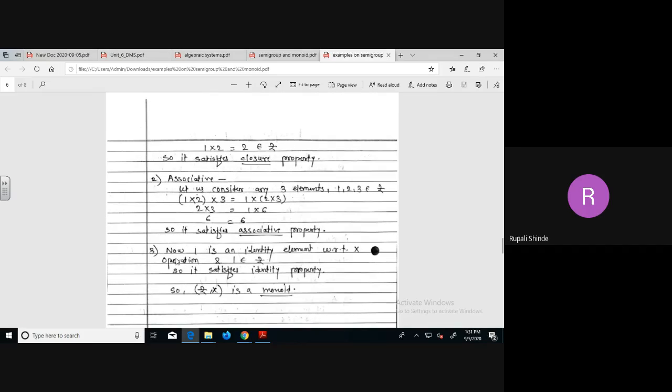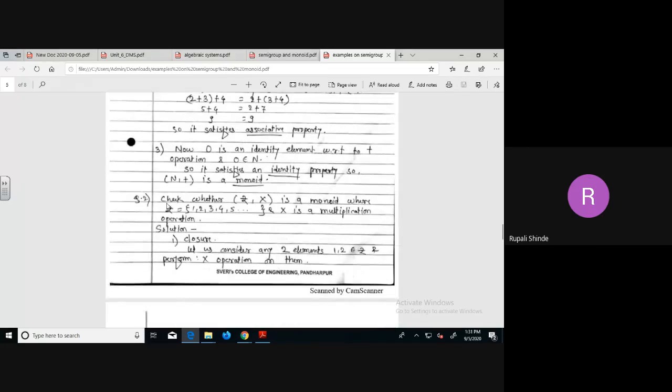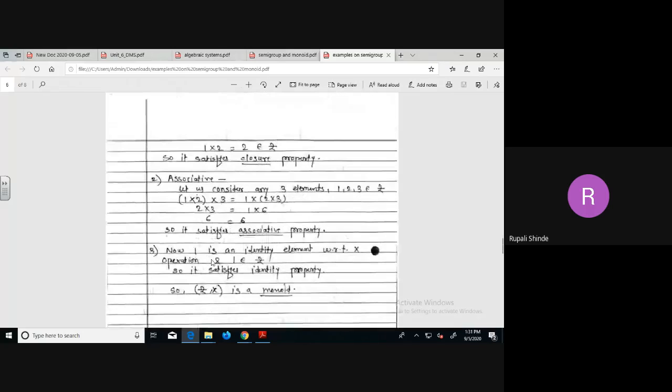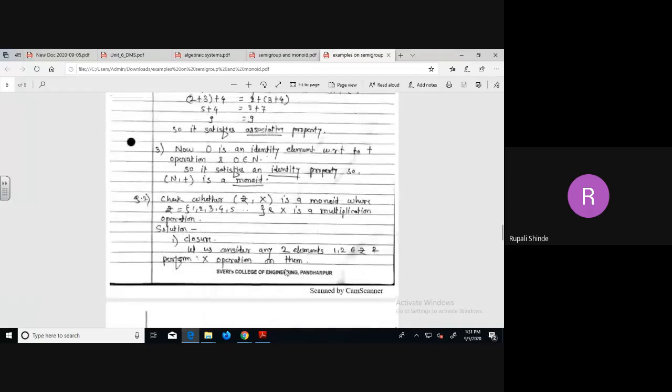Now just one property is remaining, and that is for an identity element. For the multiplication operation, the identity element is 1. Now check whether 1 is present in this given set. Yes, 1 is there. That's why we can say that this satisfies the identity property also. So this given algebraic system satisfies closure, associativity and identity property. That's why this is a monoid.